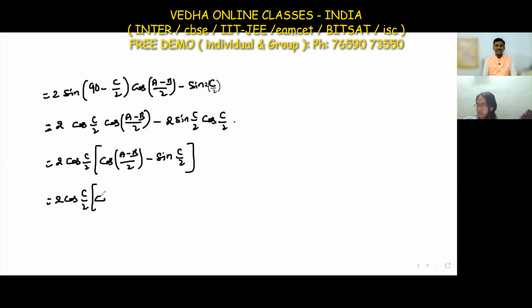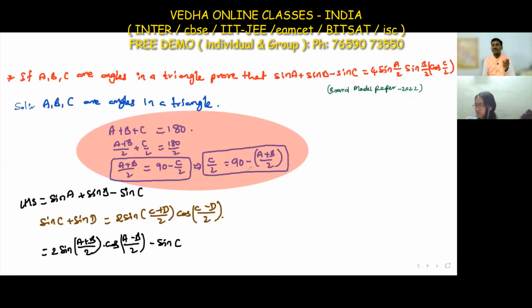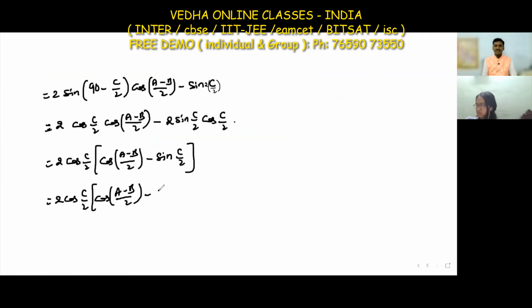Now we change the inside: cos of (A minus B) by 2 minus sin C by 2. What can we replace C by 2 with? C by 2 we can replace with 90 minus (A plus B) by 2, so sin of 90 minus (A plus B) by 2. Here we use the concept A plus B plus C is equal to 180 degrees. From that only we are using this.